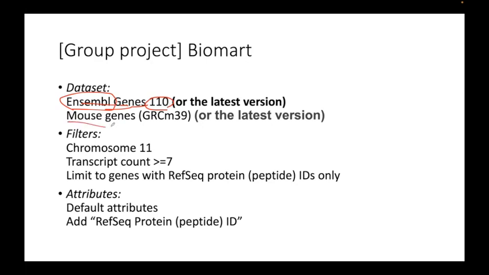And I would like to query against mouse. And it's very important which version. Genome Research Consortium's mouse, Mus musculus, version 39. Let's use that. Which reference sequence do we want to use, right?